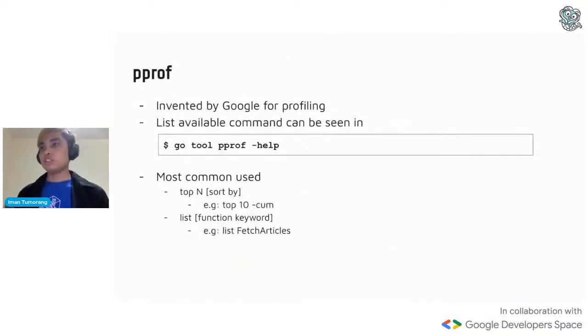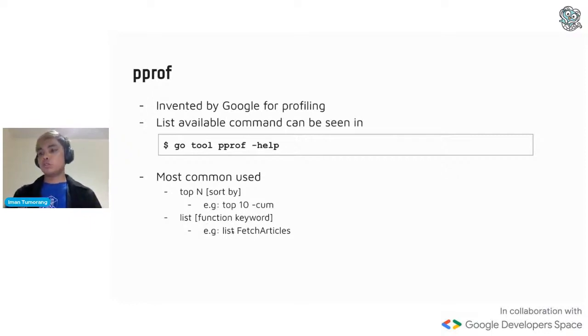Oh yeah, I haven't talked about pprof a bit. pprof was invented by Google for profiling. You can try the list of tool commands locally using go tool pprof -help. Usually, when I do profiling on my application, I use these commands: top n, with the next param being sort by cumulative or flat. And then I usually use the list command.